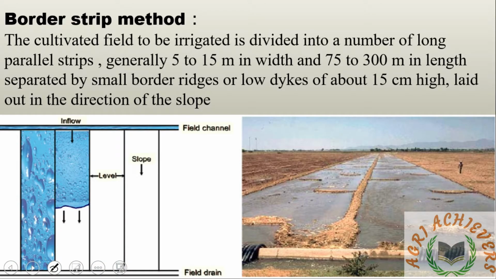Border strip method. The cultivated field to be irrigated is divided into a number of long parallel strips, generally 5 to 15 meters in width and 75 to 300 meters in length, separated by small border ridges or low dikes of about 15 centimeters high, laid out in the direction of the slope. Based on the slope, here see in the image, this is the main canal of water, and it is flooded into the border strips.